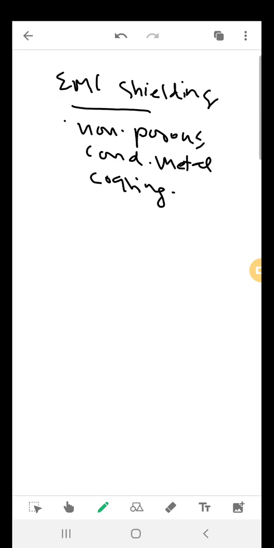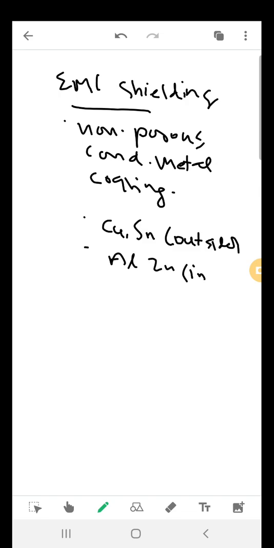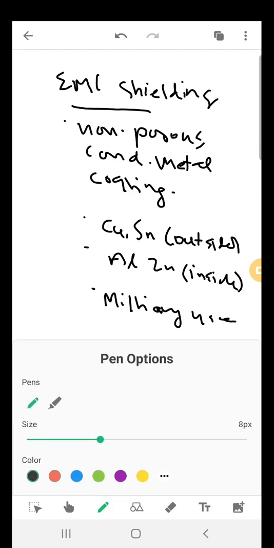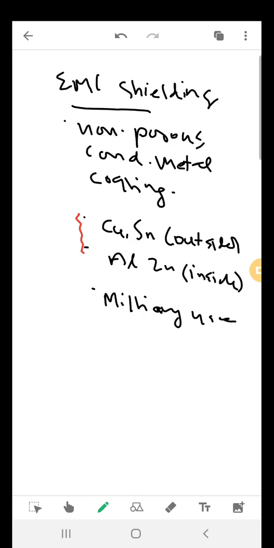And these materials would basically be copper and tin outside of the shield, and aluminum and zinc inside of the shield. It's used for military use, as told earlier. So this specific composition of copper and tin at the outside and aluminum or zinc at the inside can be very well taken care of with the help of cold spray techniques.